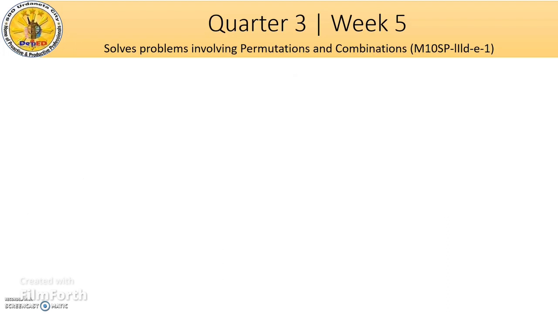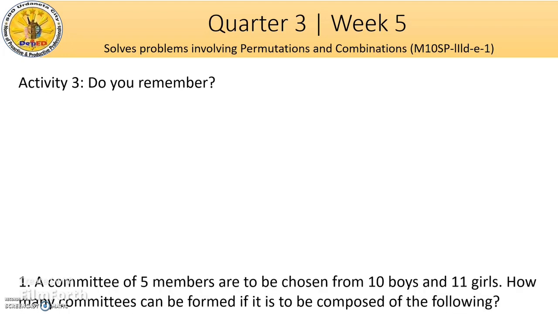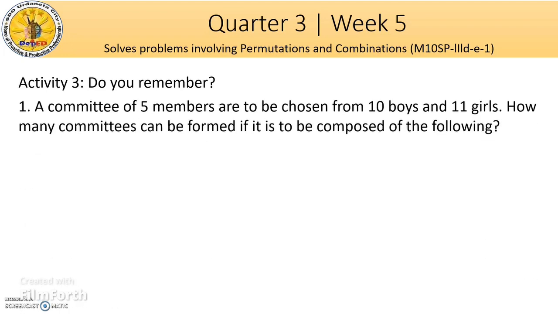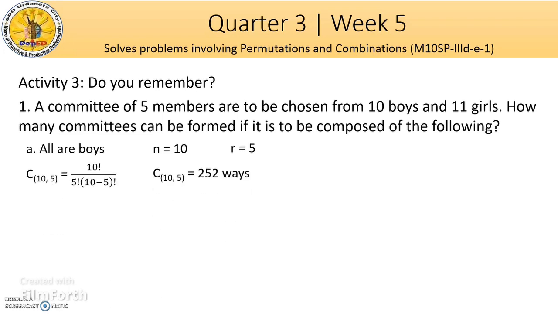Okay? So, we have activity 3. Assuming you have a committee of 5 members, to be chosen from 10 boys and 11 girls, how many committees can be formed if it is to be composed of the following? Letter A, all are boys. So, n is 10, because there are 10 boys, and you have 5 members. We substitute that, we have 252 ways of determining the members of the committee.